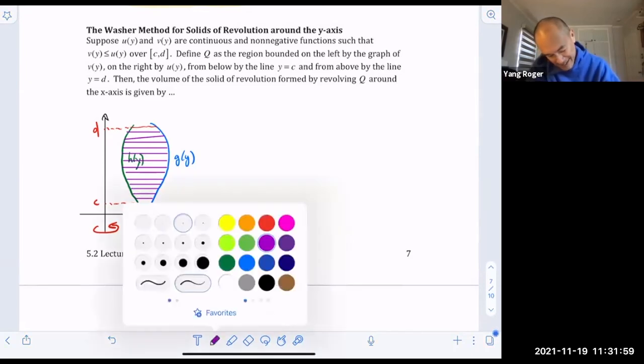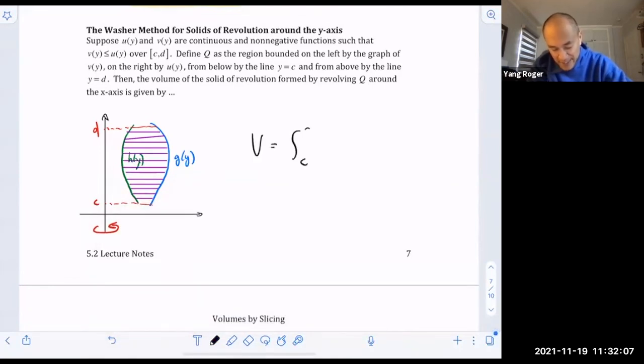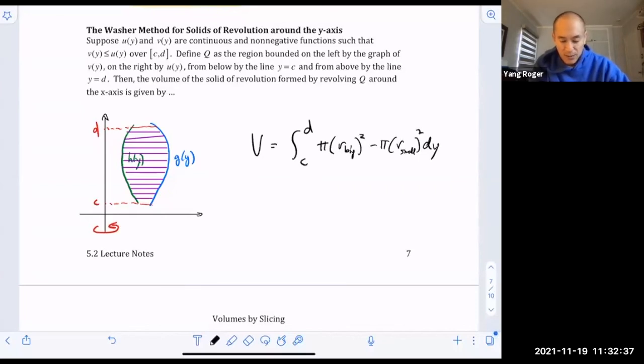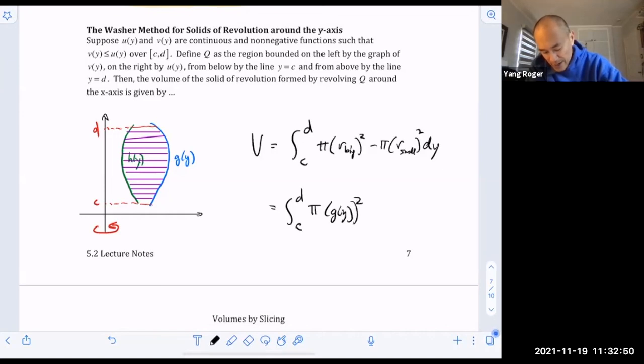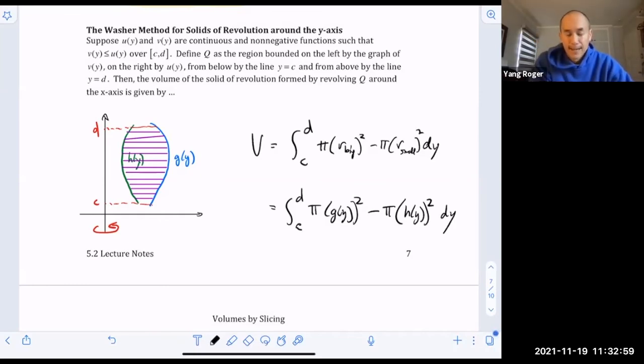Okay, what an ordeal. So your volume is going to be the integral from C to D, because those are the limits of the highest and lowest y values. You're going to integrate with respect to y. It's going to be pi times r big squared minus pi times r small squared. So in this particular case, it's going to be the integral from C to D. Pi times r big, which is the one with the bigger x values, or the one further to the right. So this would be g of y squared minus pi times r small, which would be h of y squared. Okay.